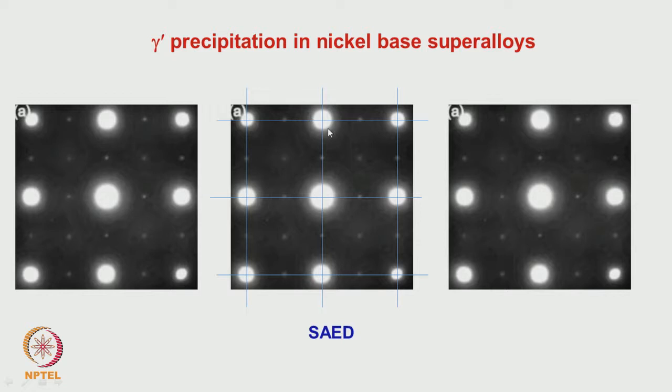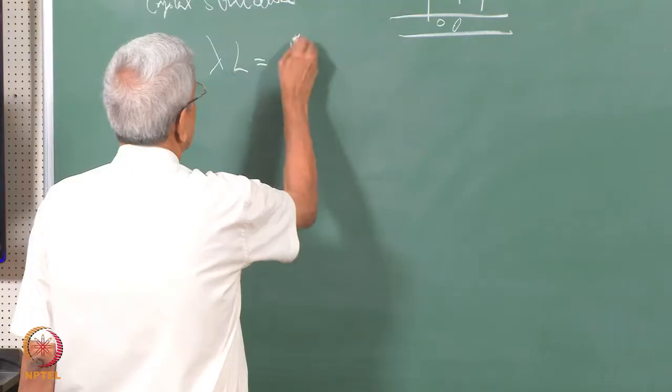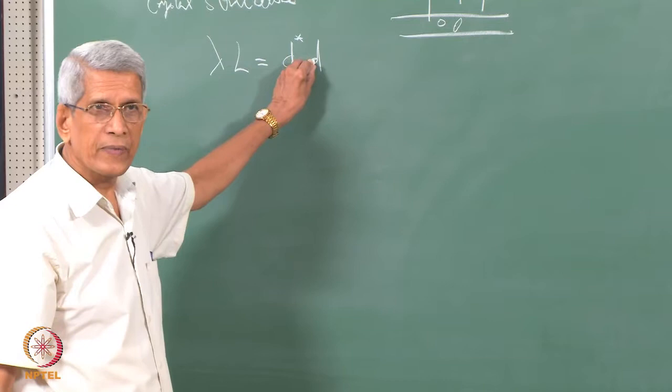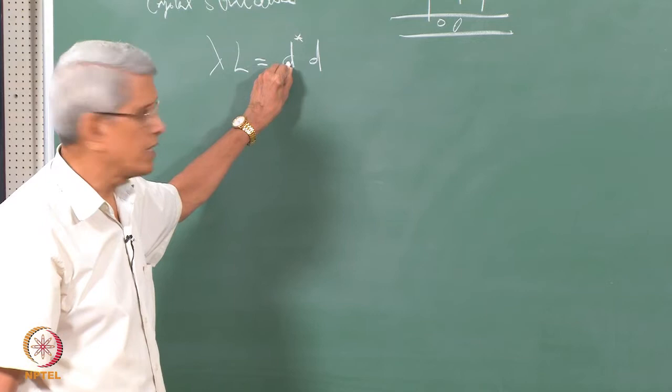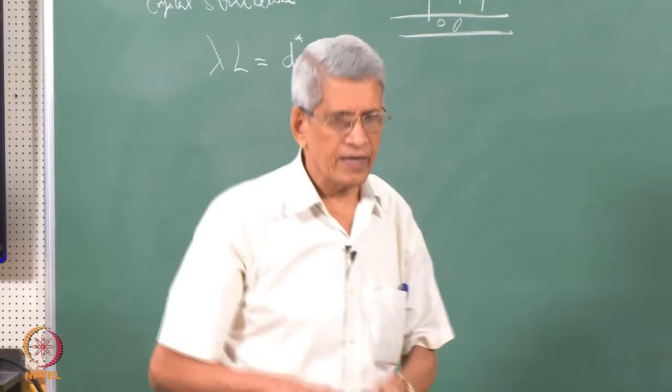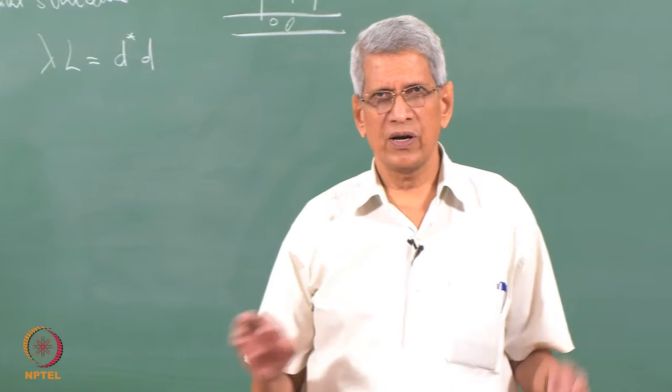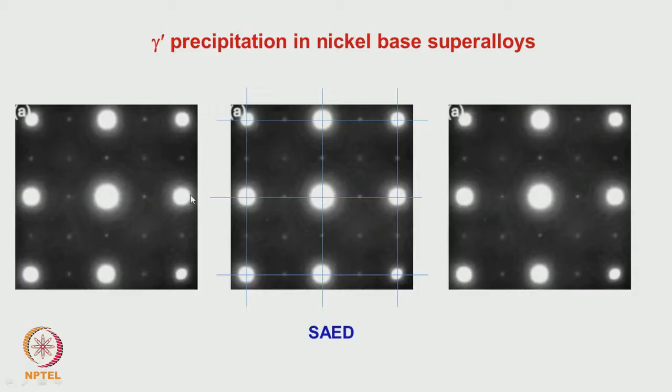This grid, what essentially it tells, it's a two-dimensional grid. By measuring this distance, this distance, and this distance, using this formula which I had mentioned earlier, lambda into L equals d star into d, where d is the spacing in real lattice and d star is the spacing which we are seeing for the different g vectors. Lambda is the wavelength of the radiation, L is the camera length, which we call the camera constant. Using this formula, since we know the crystal structure, we can find out what the spots correspond to, each of the spots.